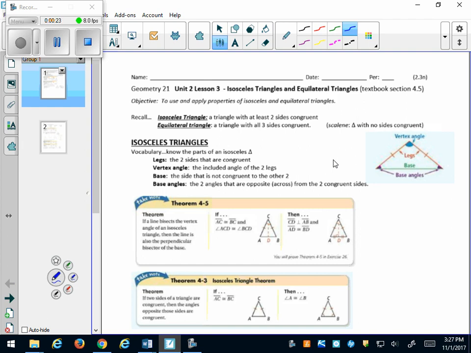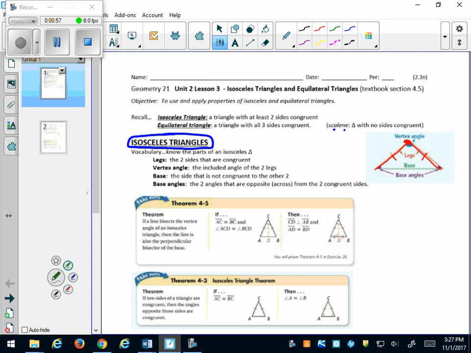Remember, the word scalene means there are no sides congruent, but right now we're all going to be thinking about isosceles triangles today. If we have two sides that are congruent, those two sides are called the legs. So this leg and this leg are the two sides that are congruent. Where those two sides come together, at this vertex here, that's called the vertex angle. It's always where the two legs come together.